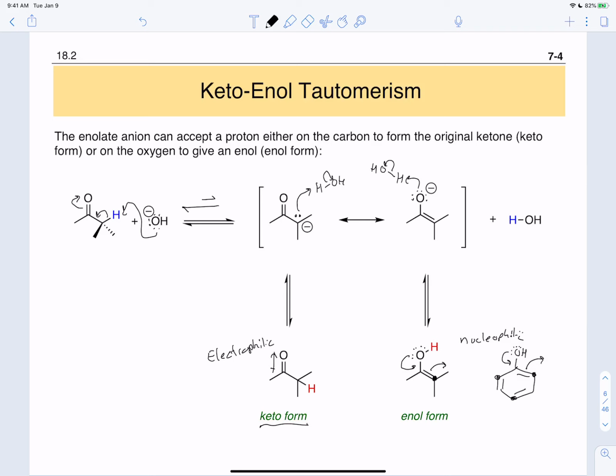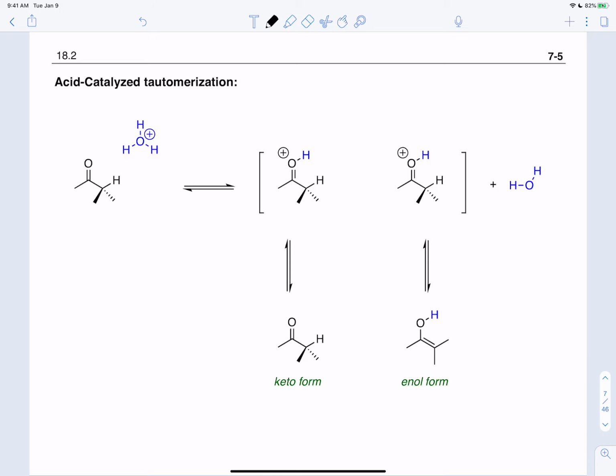So we talked about how we could have this take place under basic conditions through a deprotonation-reprotonation strategy. You can also have acid-catalyzed tautomerization. Similar to the acid versus basic conditions that we've seen in the past, this will have the same overall net effect, but we're going to need to proceed through slightly different mechanisms because now we're not going to involve any deprotonation of the CH bond.